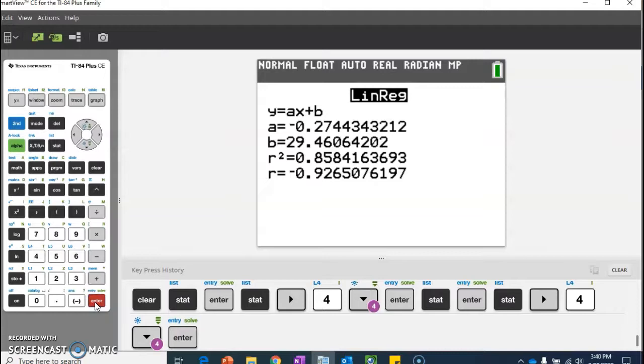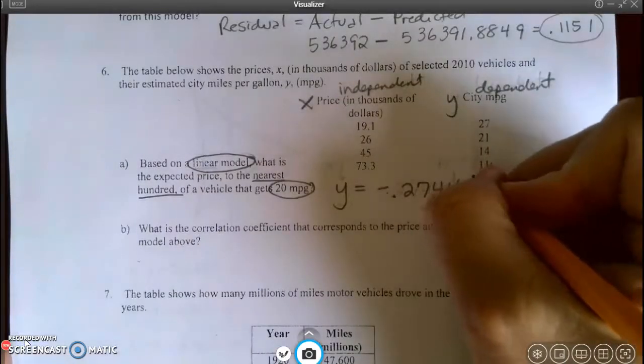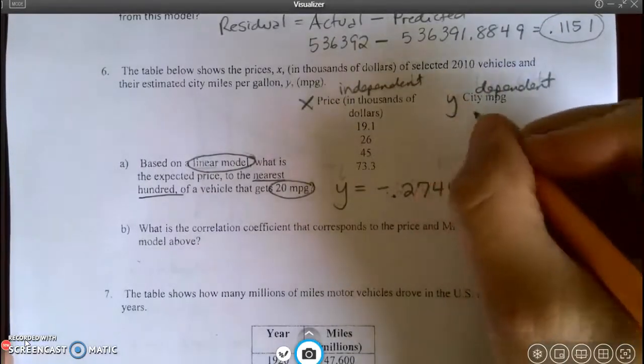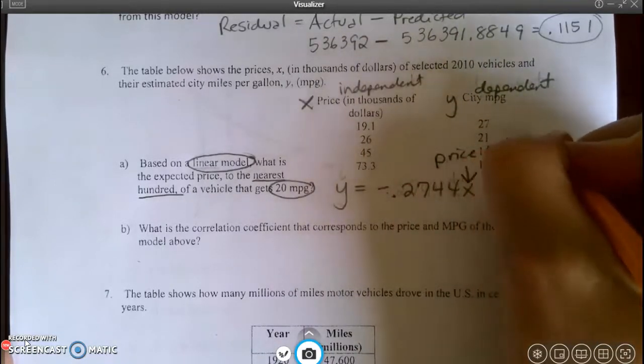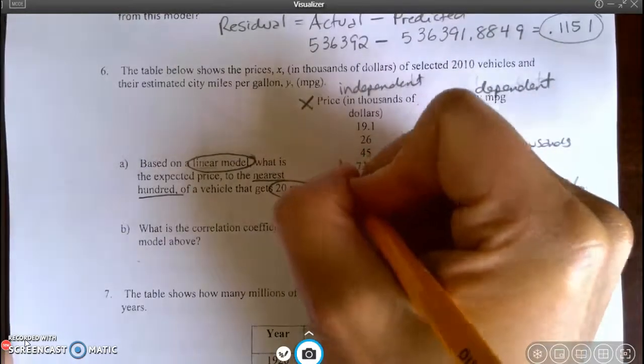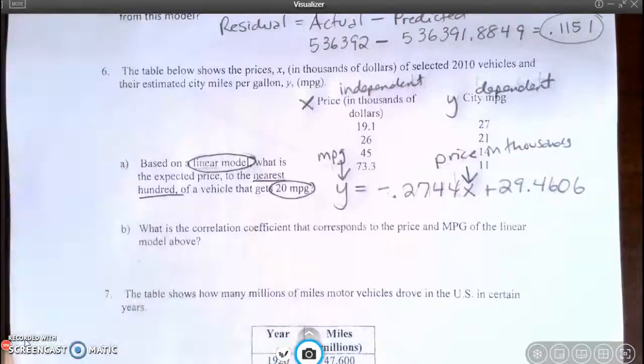And just to make my estimate as accurate as possible, I'm going to round to 4 decimal places. So I'm going to say Y equals negative 0.2744X plus 29.4606. Now I do need to make sure I label my X and my Y. I've got to remember that X stands for price in thousands, and Y stands for miles per gallon.